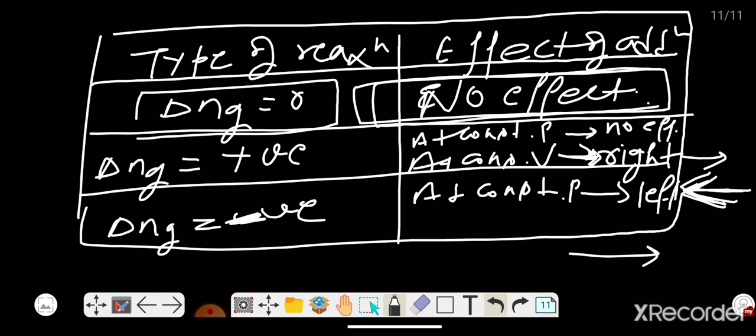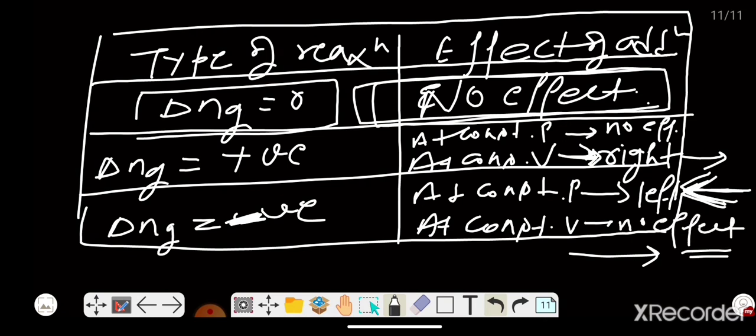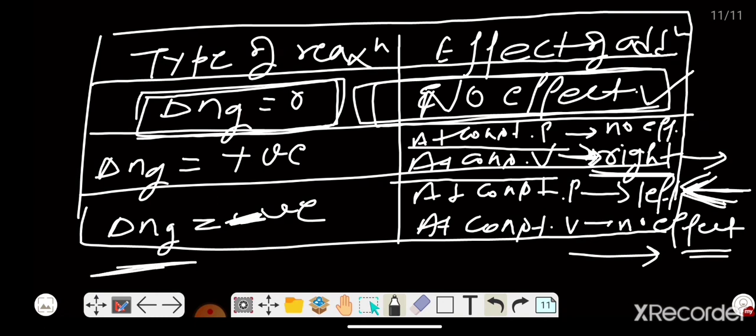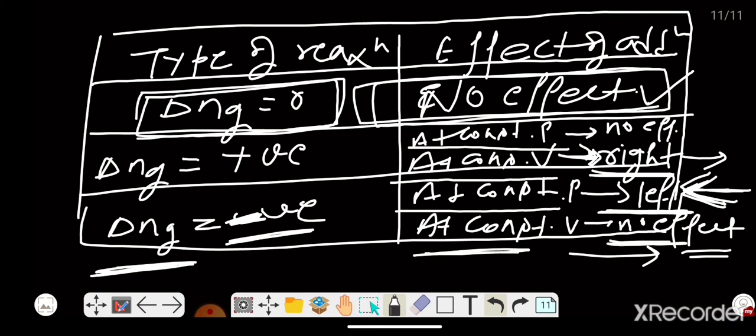If delta Ng is negative at constant pressure, the equilibrium shifts to left, and at constant volume, no effect. So for delta Ng equal to 0, if inert gas is added at constant pressure or volume, there is no effect at all. If delta Ng is positive, then at constant pressure, no effect, and at constant volume, the equilibrium shifts to the right, that is in the forward direction. And if delta Ng is negative, then at constant pressure, the equilibrium shifts to the left, that is in the backward direction. And at constant volume, no effect is observed when the inert gas is added.